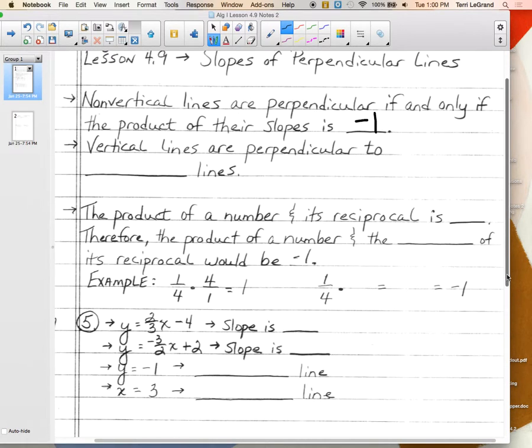Vertical lines are perpendicular to what type of lines do you suppose? By a vertical line, Morgan? Okay, a horizontal line. Yeah, they're going to cross to make right angles. So vertical lines are automatically going to be perpendicular to a horizontal line. All we have to do is say, this is a horizontal line, that one's a vertical line. I know that they would be perpendicular to each other on a graph.